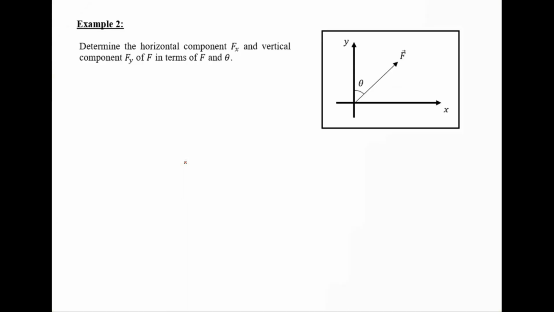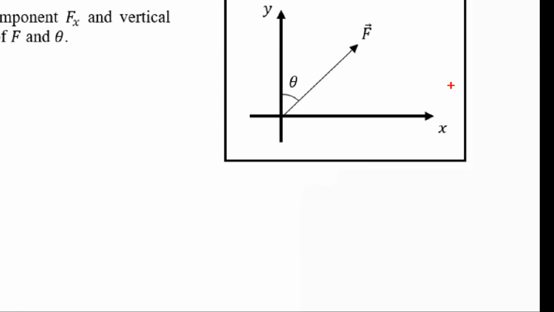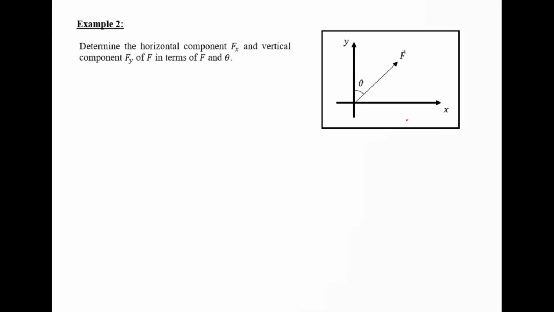Another example, example 2: determine the horizontal component Fx and vertical component Fy of F in terms of F and theta. Here, F makes an angle theta with the vertical, so the vertical component would be F cosine theta and the horizontal component would be F sine theta.